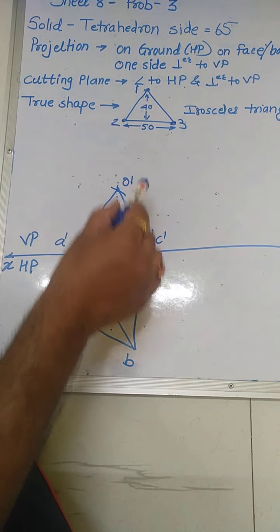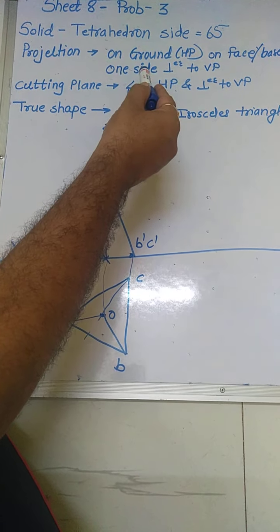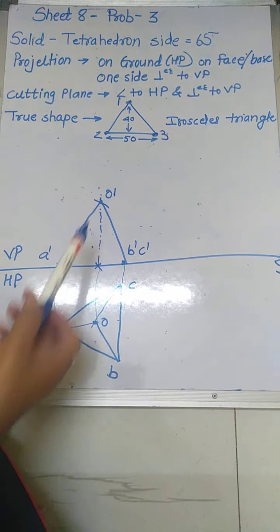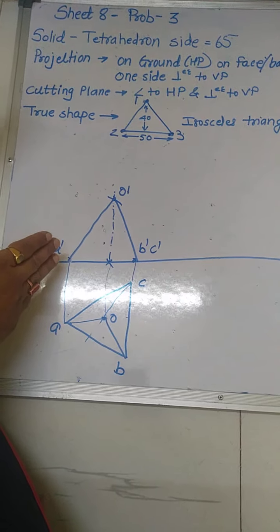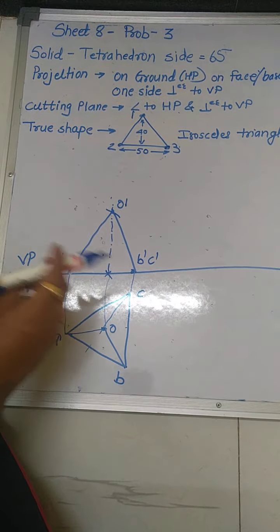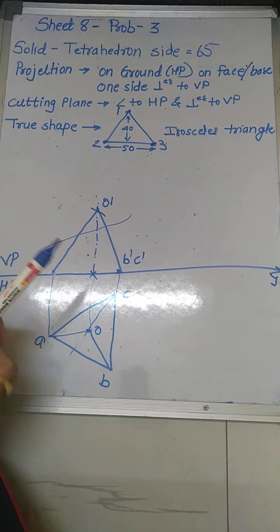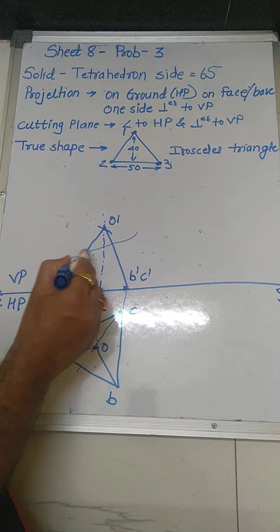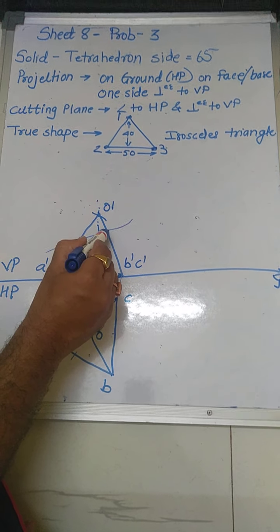Now the position of the cutting plane is given, inclined to HP and perpendicular to VP. As the inclination of the cutting plane is with HP, you have to project it on VP. If we cut the solid like that, here you will get 1 cutting point and here you will get 2 cutting points. So 1 plus 2, 3 cutting points.